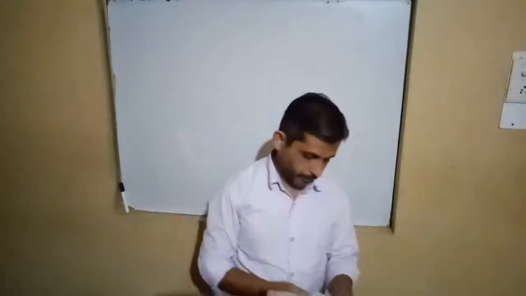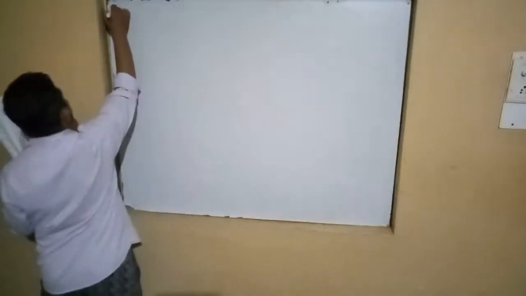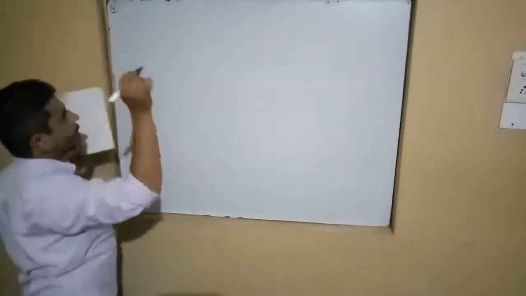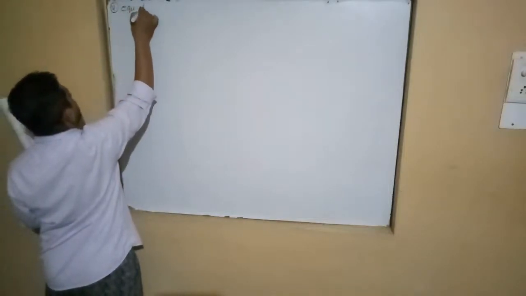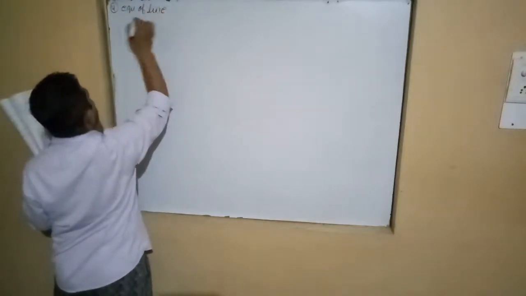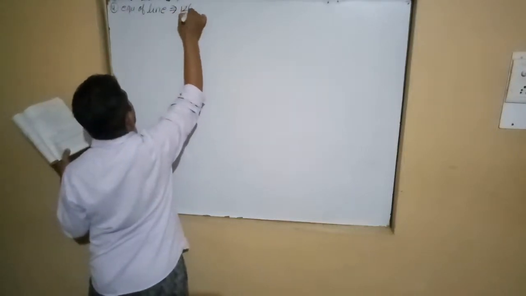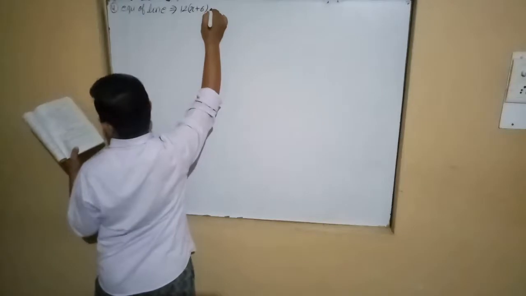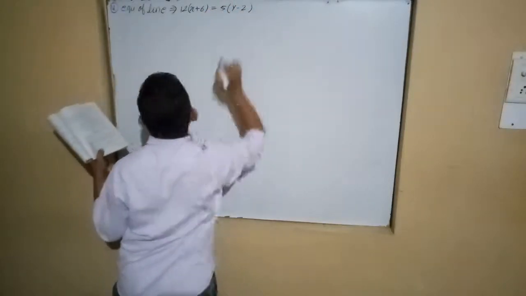Okay students, now look at question number 4. Find the distance of the point minus 1, 1 from the line. So in the fourth question we have to find the distance between a point and the line. So first we write here the equation of the line, which is 12 in a bracket x plus 6 is equal to 5 in a bracket y minus 2.